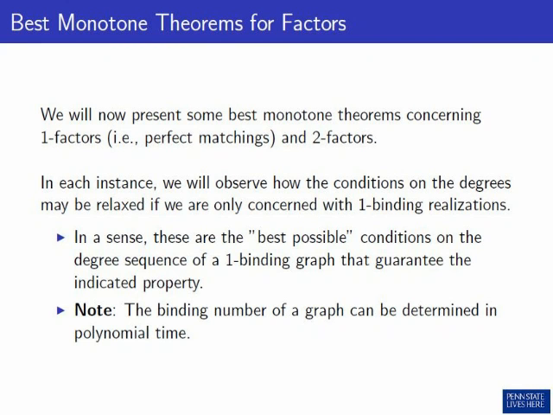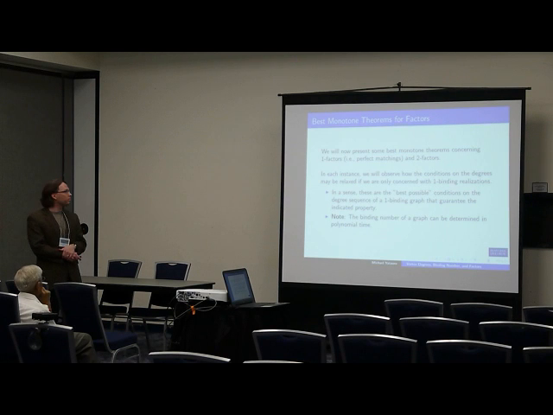So in some sense, we're looking at the best possible way of combining the understanding that the binding number is at least 1 with conditions on the degrees to guarantee the specified property. These will be, in some sense, the weakest conditions necessary on the degrees if you happen to know the graph is 1 binding. And it turns out that the binding number of a graph can be determined in polynomial time. So if you're interested in just 1 binding realizations, we can find those with relative ease. There is an algorithm for that due to Cunningham. I should mention 1 binding means that the binding number is at least 1.